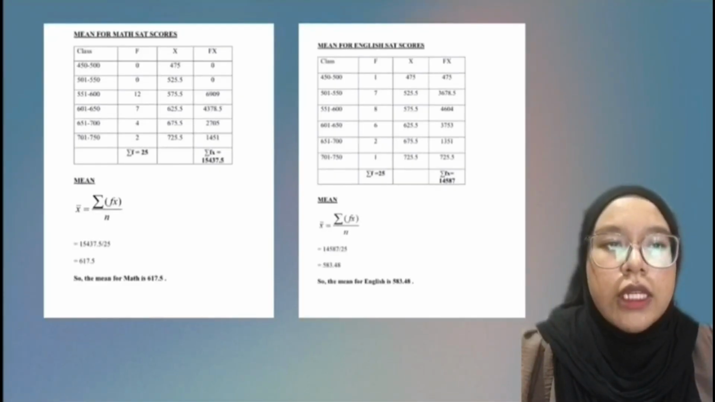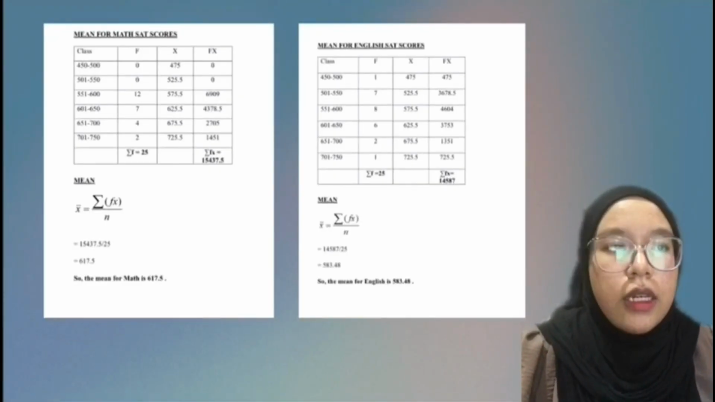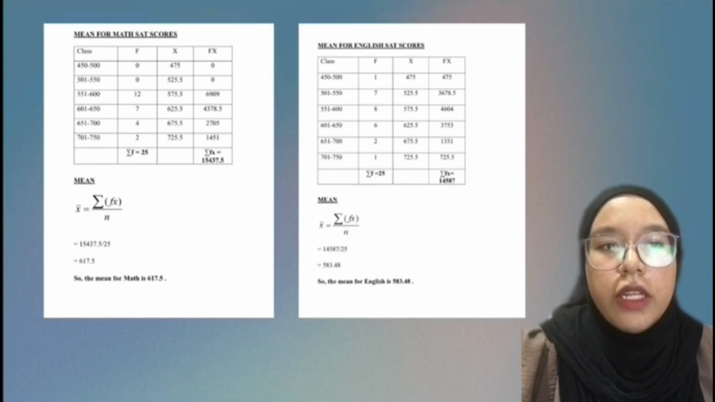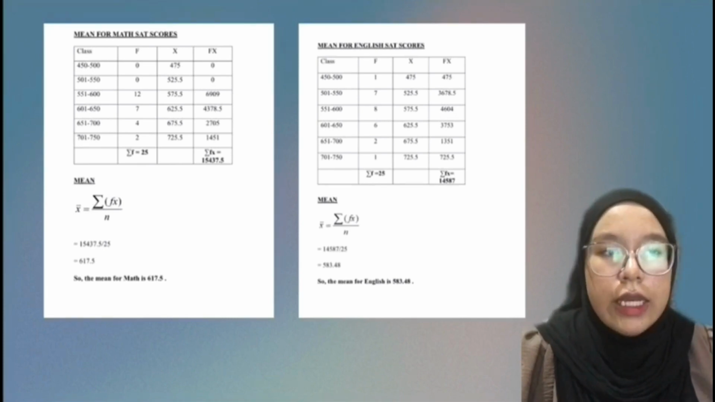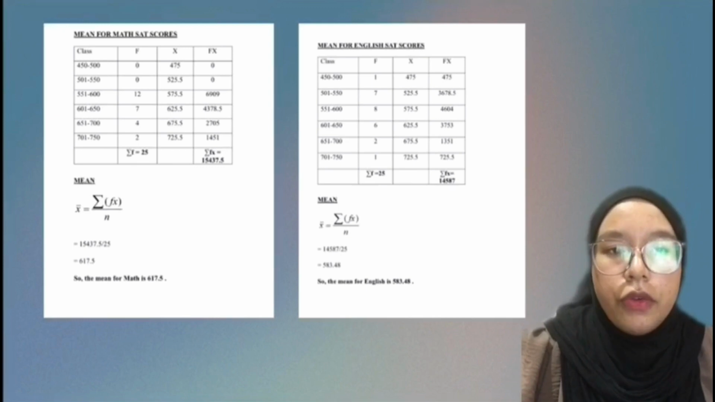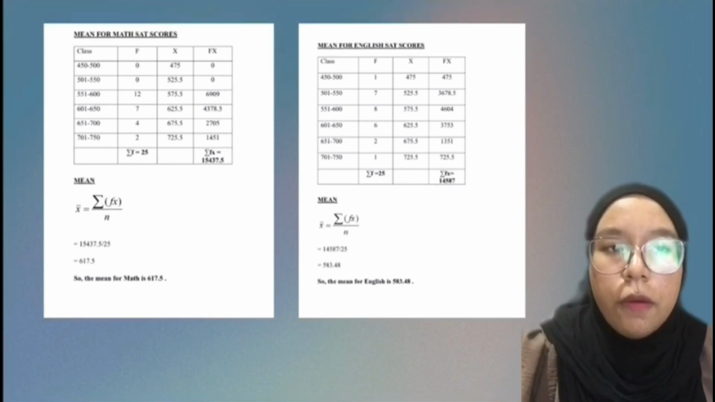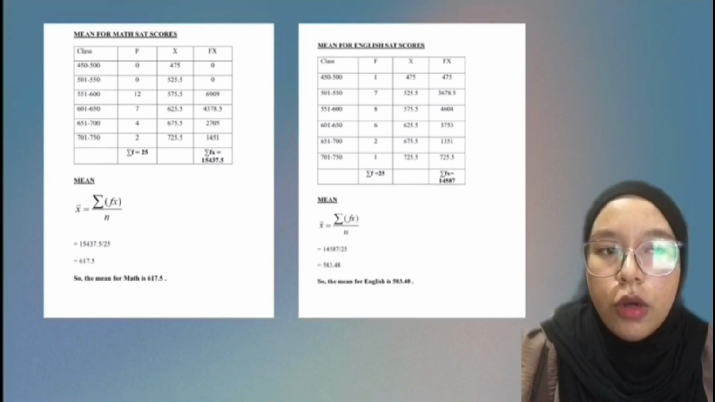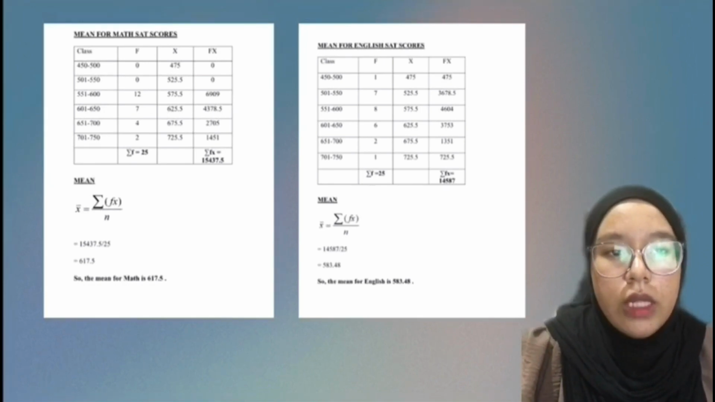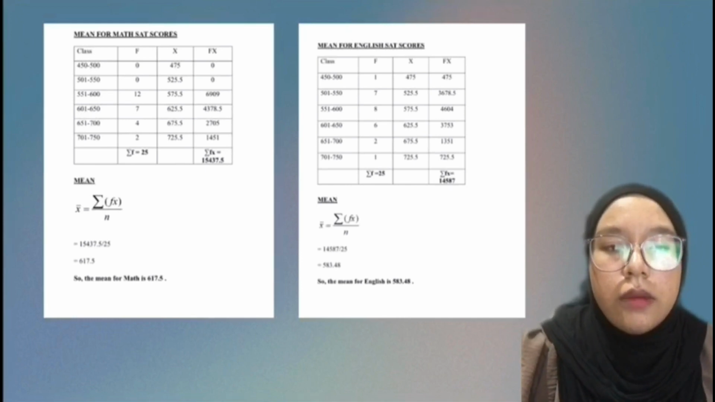Okay, first of all, this slide shows my calculation for the mean answer for both math and English. The definition of mean is the sum of data entries divided by the number of entries. Next, there is a formula for mean, where x is the midpoint of a class, f is the frequency of a class, while n is the number of entries in a sample. So based on the slide, my answer for mean for math is 617.5 and mean for English is 583.48.